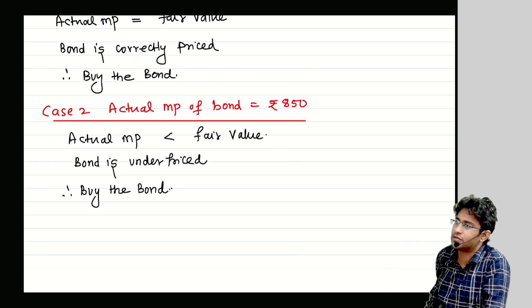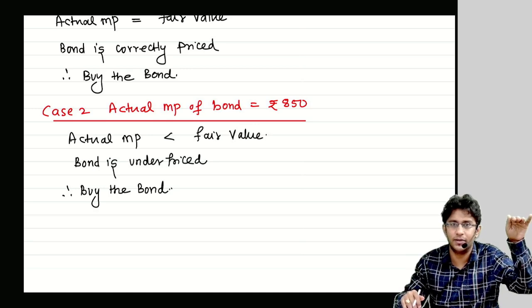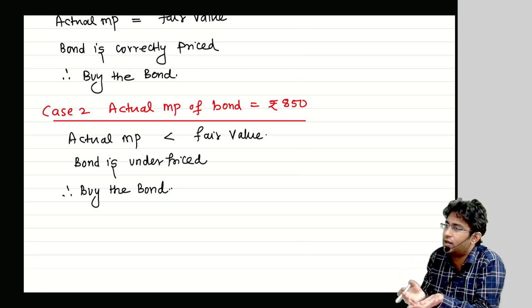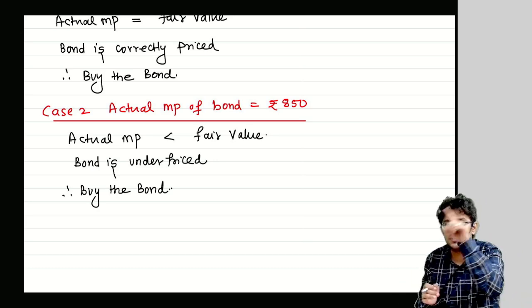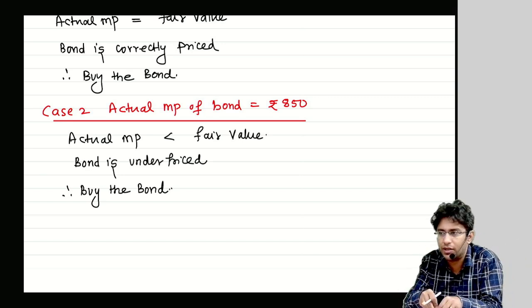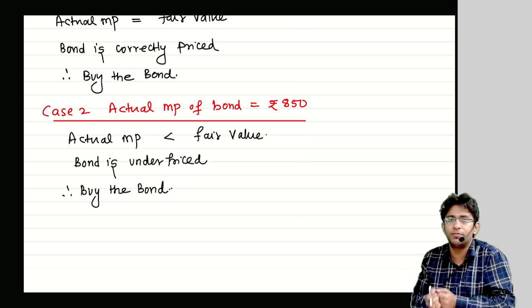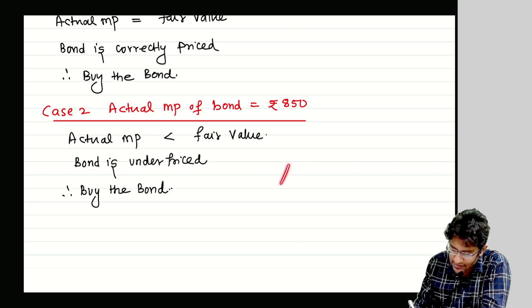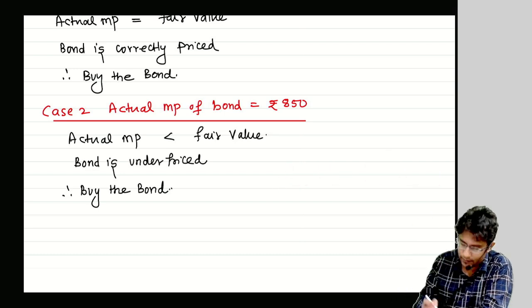Why higher than 12%? Cash inflows are the same, but my initial investment, instead of 891, I'm investing only 850. Returns are, there is no change. Cash inflows are the same, but my initial investment is lower. Lower investment, return will be higher. You understand, sir? So this is the case where your actual return will be higher than your required return.